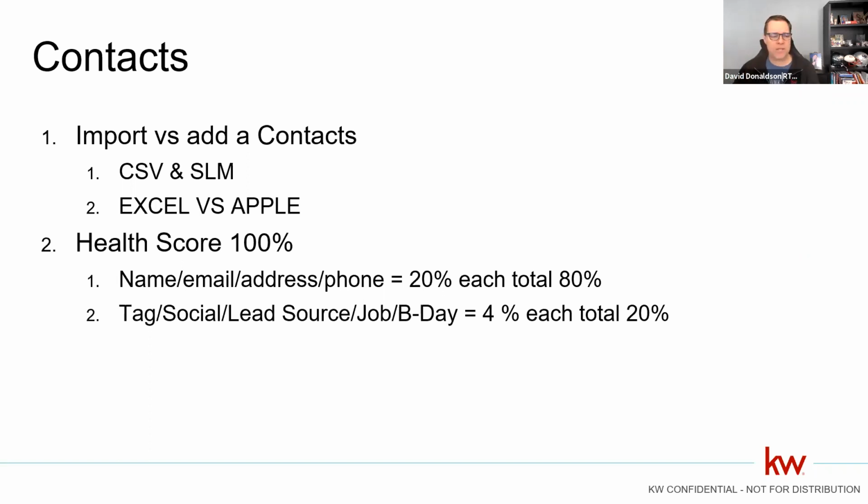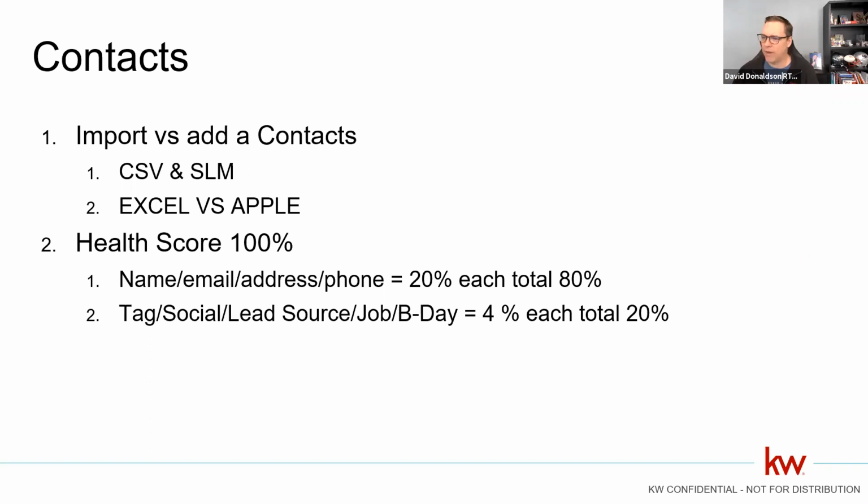But so that's 80%: name, email, address, and phone, okay? Now there's an additional 20% that you get to pick up, 4 percentage points each. So when you add contacts to your contact record and you tag them, and we're talking about tags, we're going to lead off with tags, putting them into buckets.